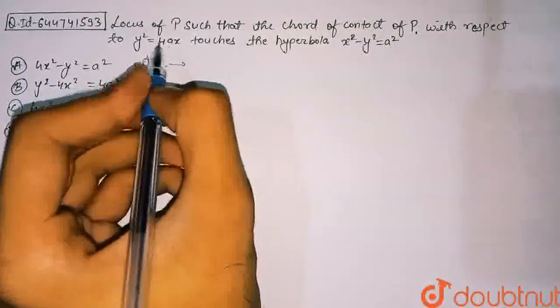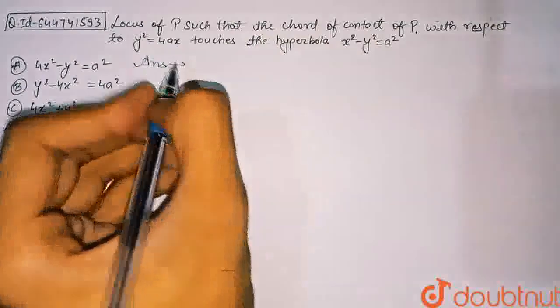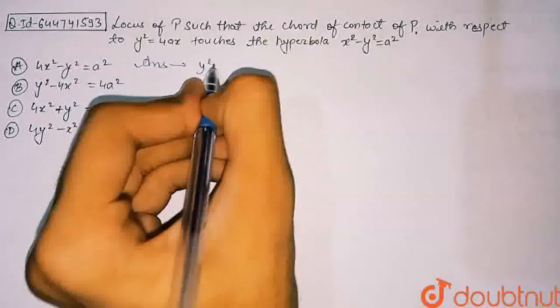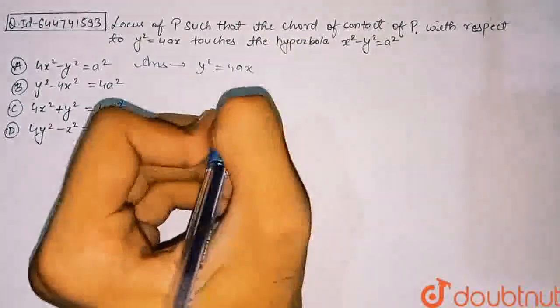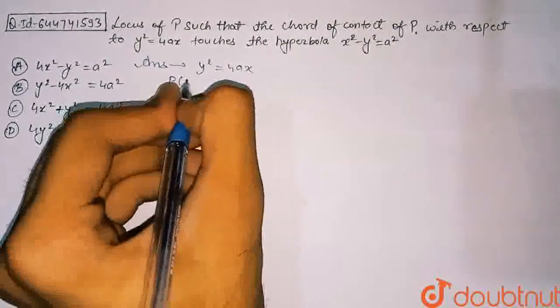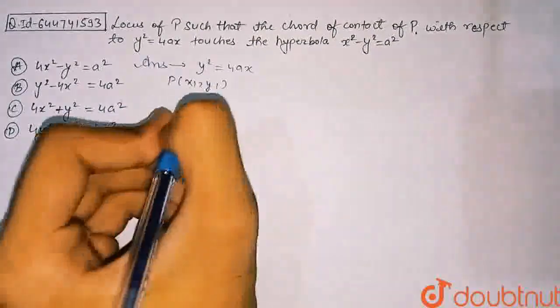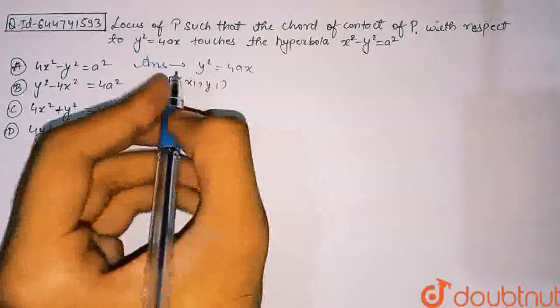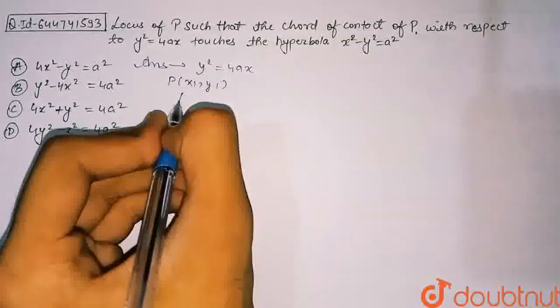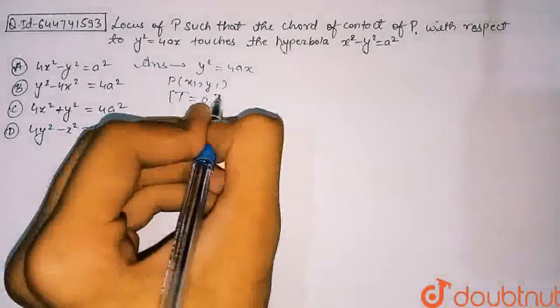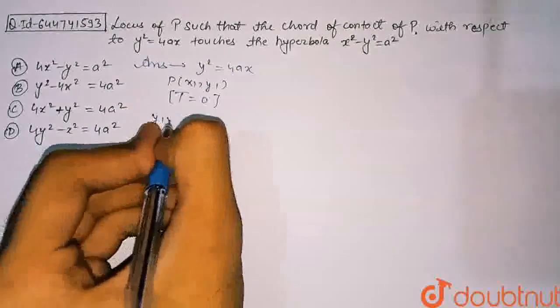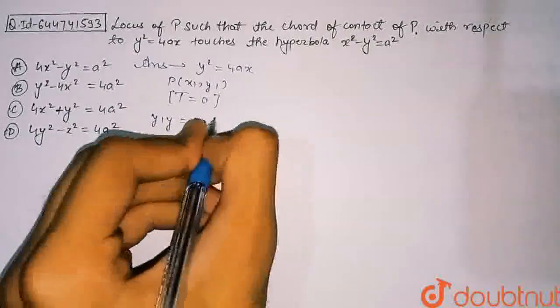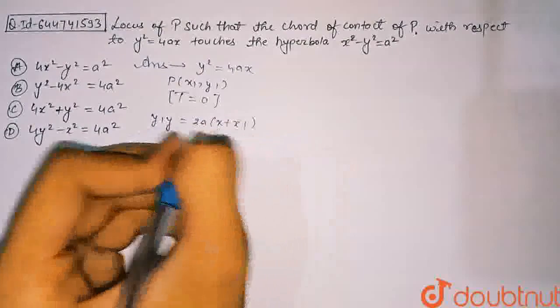So first we will find the chord of contact of this parabola. Our given parabola is y square equal to 4ax. Let the coordinates of point P be (x1, y1). So the chord of contact with respect to P can be given by T equal to 0. So from here the chord of contact will be y1 y equal to 2a (x plus x1). This is the chord of contact.